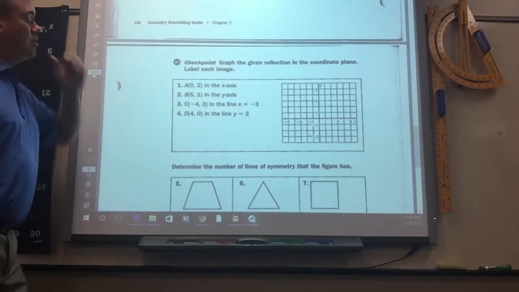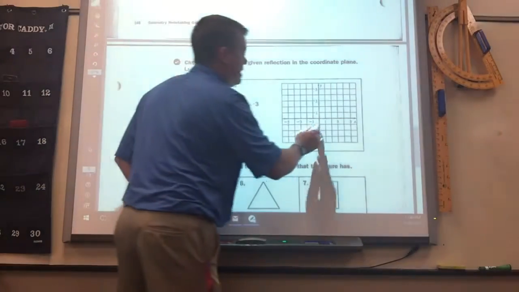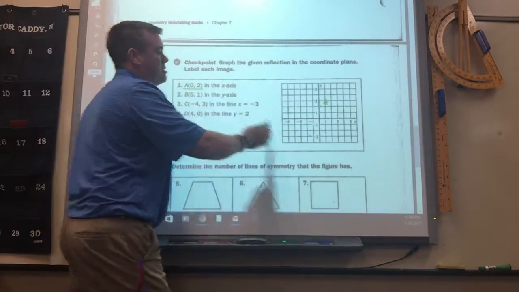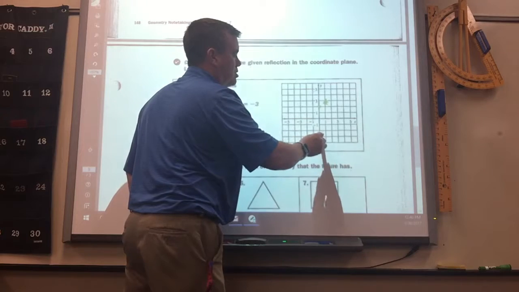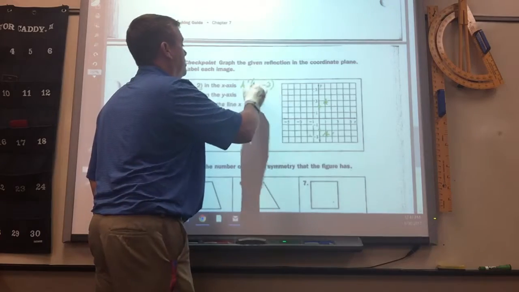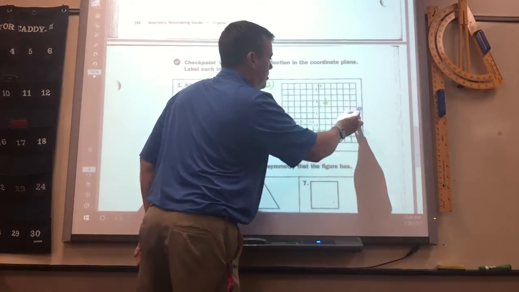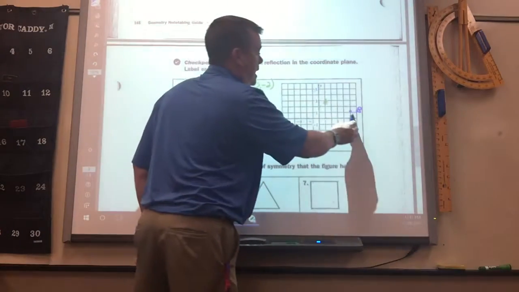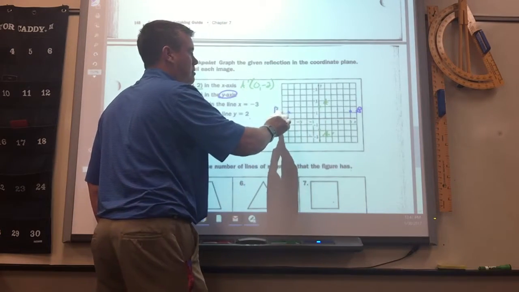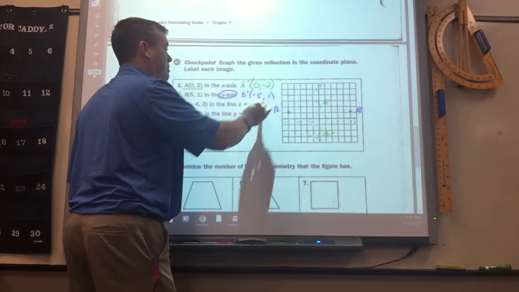Okay, so reflecting the points, all we got to do is put the point on there. A is 0 over 2 up, and reflect it in the x-axis. Here's the x-axis, it's 2 away, so A prime is down here. So A prime is 0 over 2 down. Then B is 5 over 1 up, reflected in the y-axis. Here's the y, so it's going to flip this way. It's 5 away, so you go 5 over here. So B prime is left 5 and up 1.